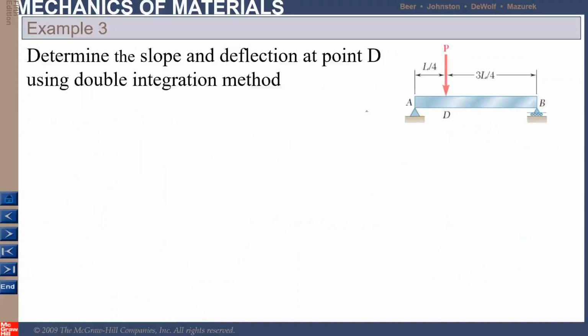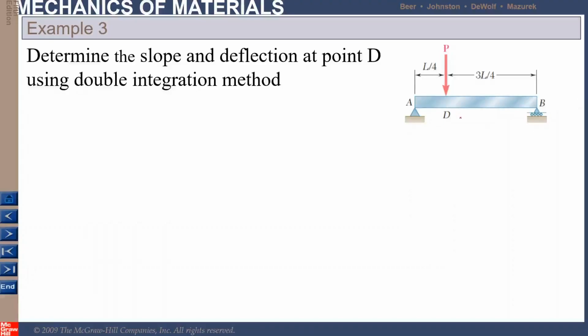Alright, so now let's start with the second example, in which we have a beam of length L, and it is supported at A and B. But unlike the previous example where the P is symmetrical, now we have a P at L over 4 from A. The question is asking you to find the slope and the deflection at point D here using the double integration method.